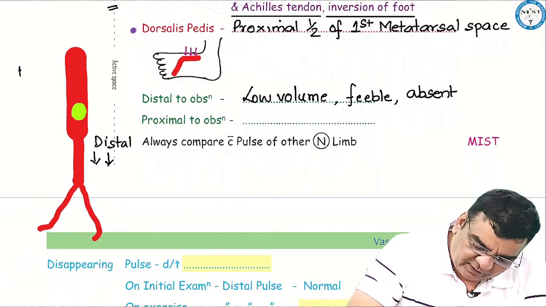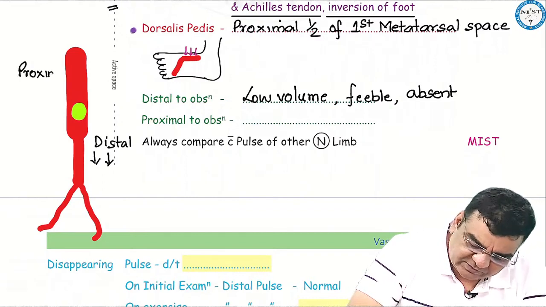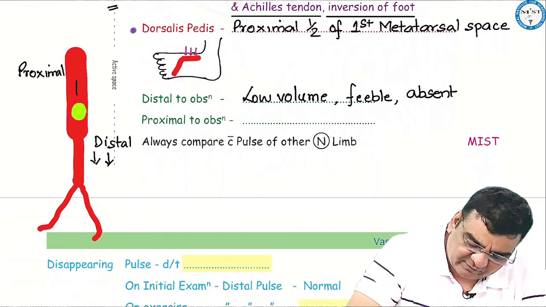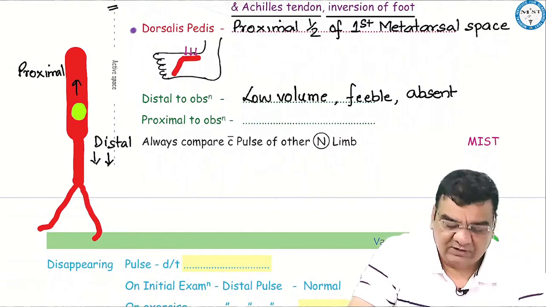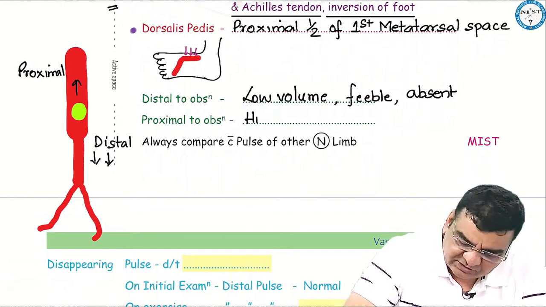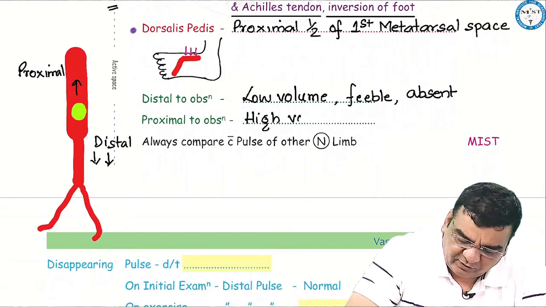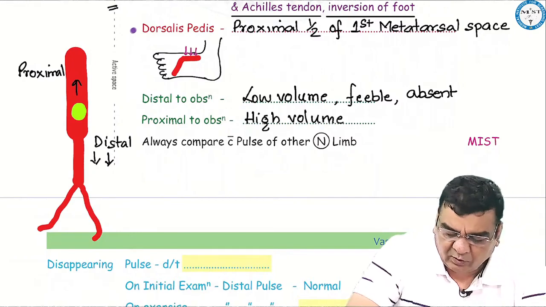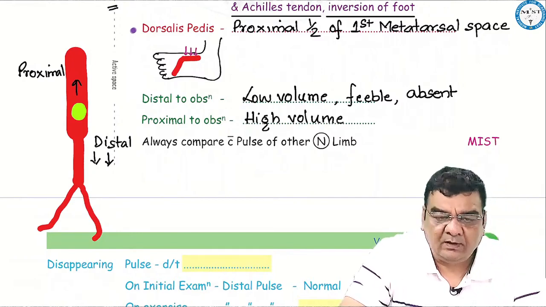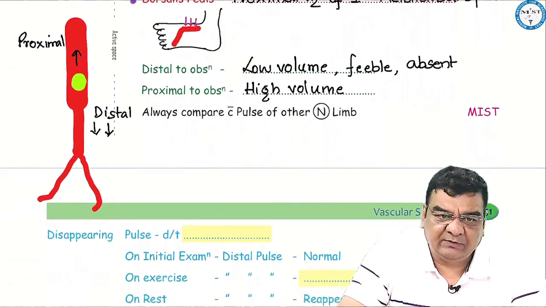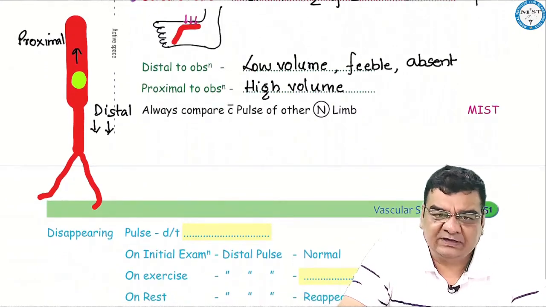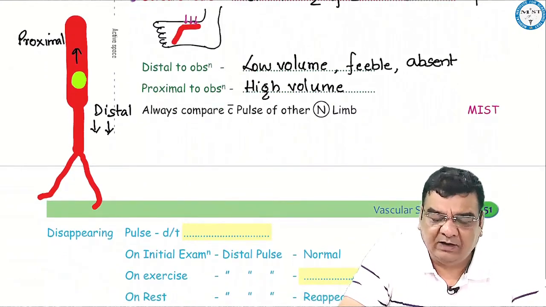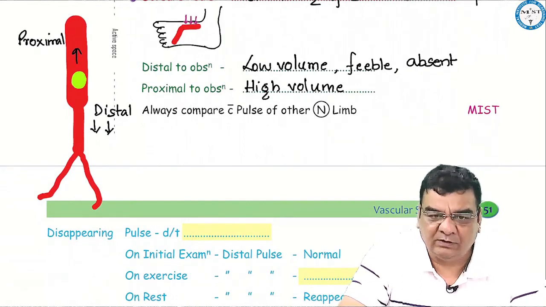What will happen proximal to the obstruction? Here there will be more turbulence. So proximal to the obstruction, you can find a high volume or maybe normal volume. Whenever we are examining the pulses, we should always compare them with the pulses of the other normal limb also.